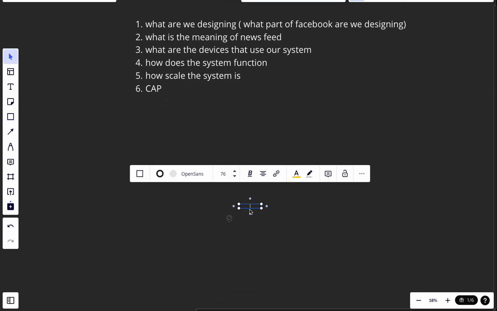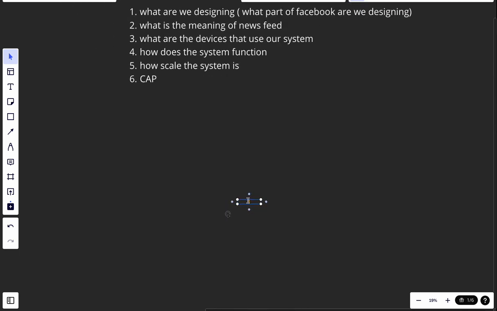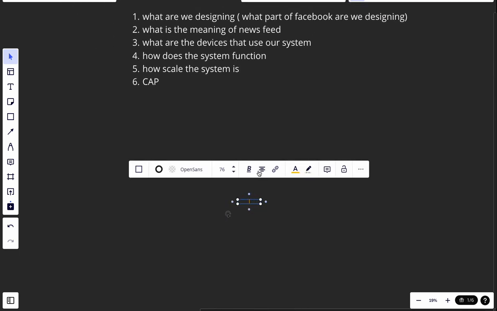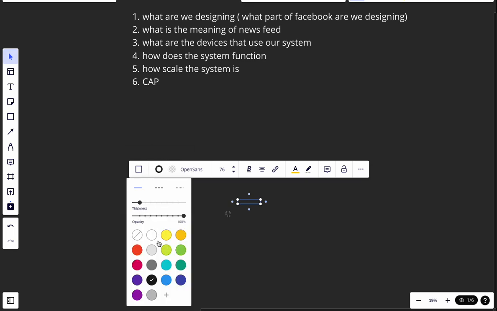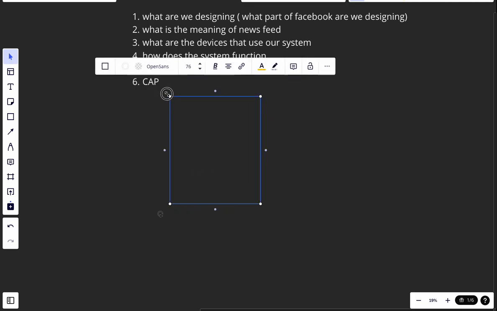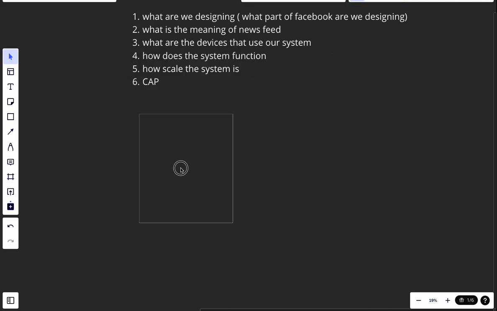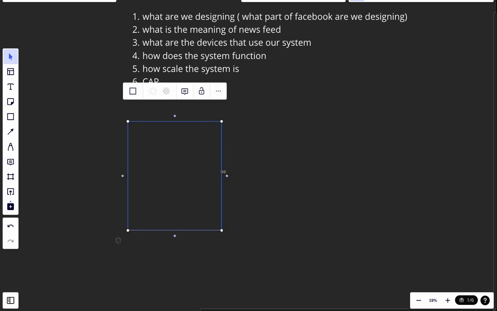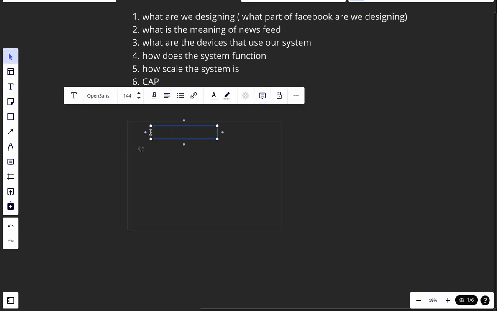So by this question we will get to our two main things. Sorry. Let's make this white. So from this question, we know two things. We know our functional requirements and non-functional requirements. So let's say we have the functional requirements.